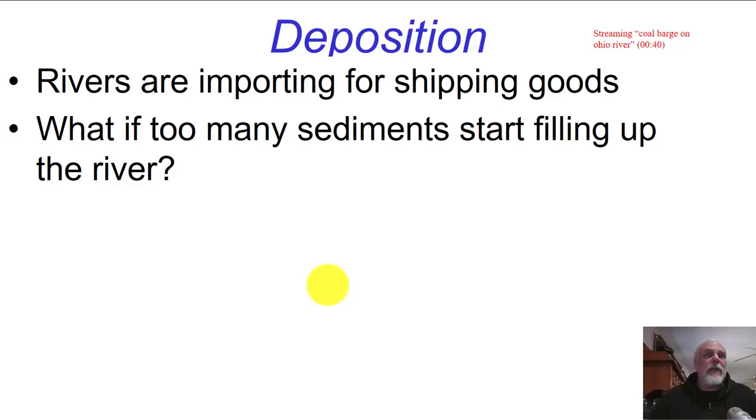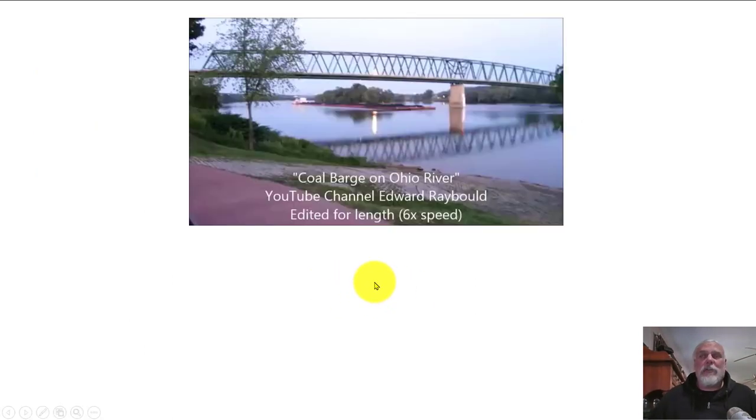That was a good job, and you could see that all those sediments depositing in the river can really cause a problem as well. So rivers are important for shipping goods. What if too many sediments start filling up the river? What could happen then? Here's a clip showing a coal barge on the Ohio River, showing you how important it is to have these waterways clear so boats can get through.